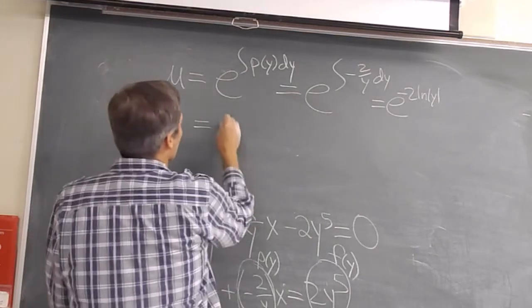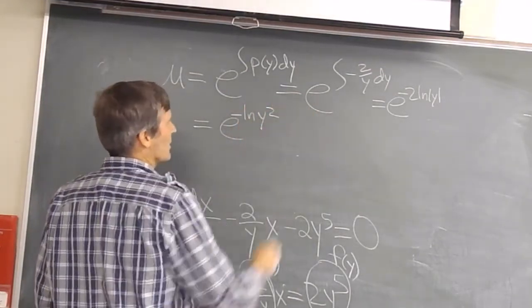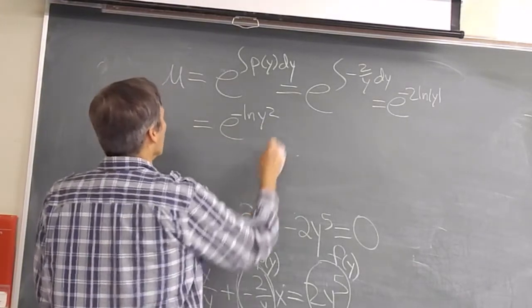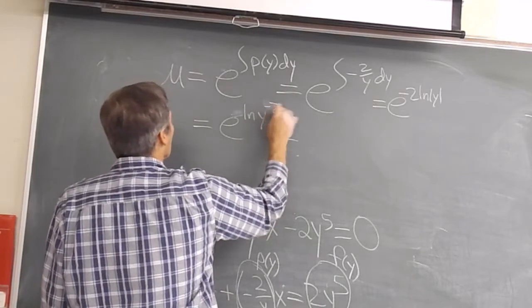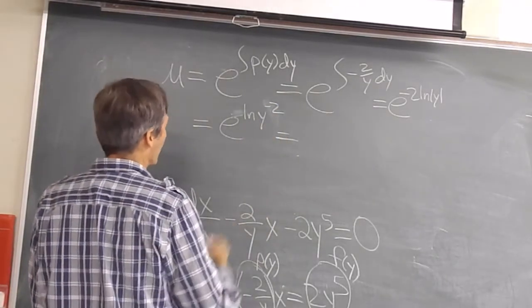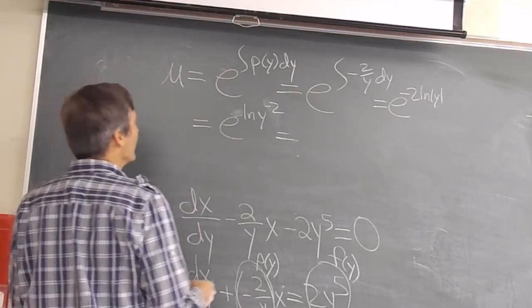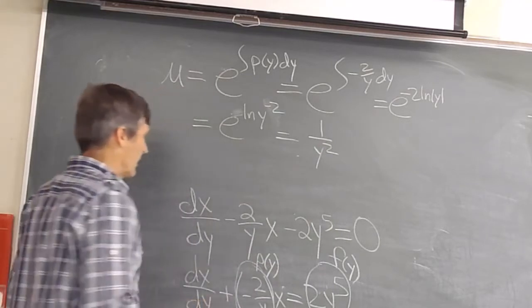And now this is e to the minus ln of y squared. Absolute value of y squared is the same as y squared. And so, oops, should be the minus 2. And 1 over y squared is the same as 1 over absolute value y squared. So we drop the absolute value. And e and ln undo each other. This is just 1 over y squared.